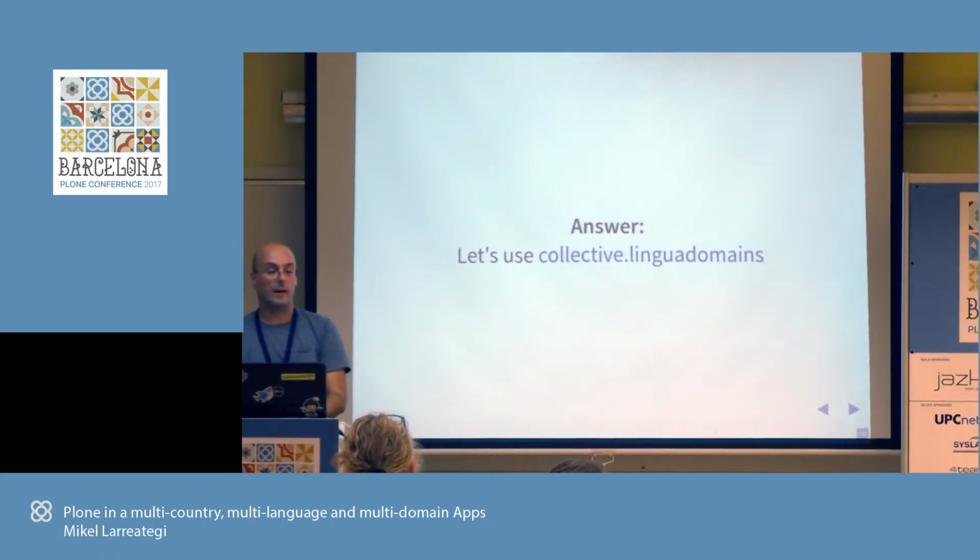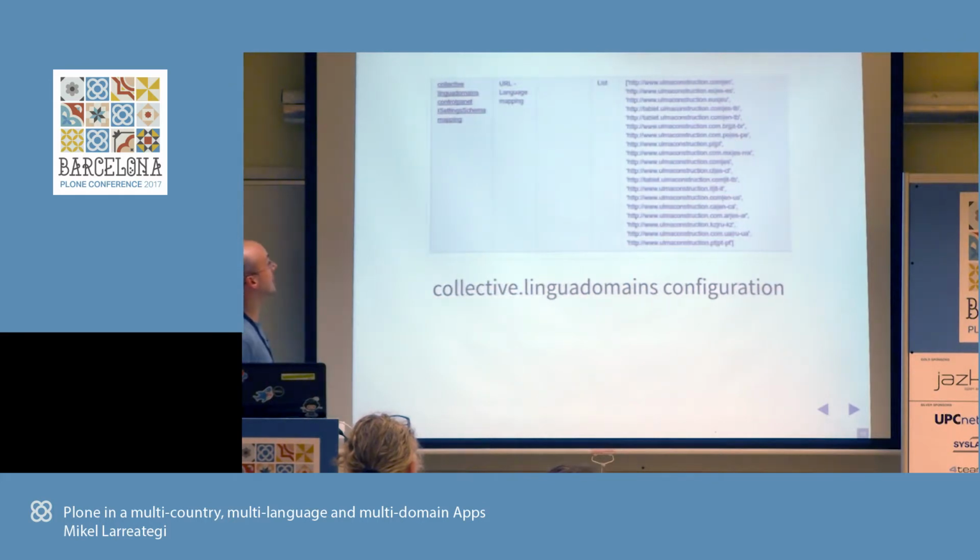So we started browsing the collective, and we found collective.lingua domains. It's a small package that creates a configuration registry form which allows you to say in which domain which languages will be served. So you can configure, for instance, I don't know if you can see here, I will post the URL of the slides. There you can see that the first one is mysite.com, and it uses a pipe, and then en, and with that it configures Plone to serve that domain with that language.